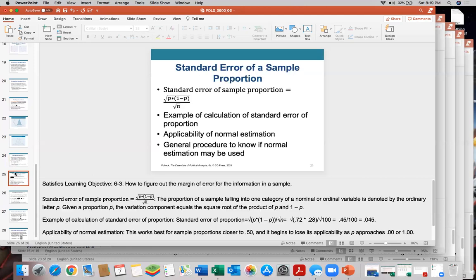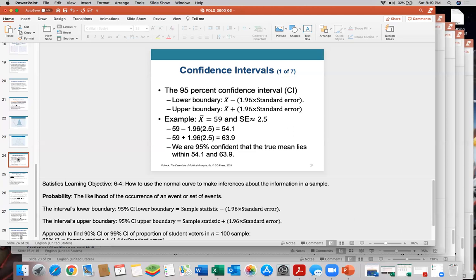I have a question. Yeah, go ahead. You said he'll likely give us the X bar and the standard error? I believe so. I think it'll be like a word problem where it says you have a sample mean of, in this case, 59, just like this example right here. That's how I feel it's going to be, written on there, X bar equals 59 and SE is about 2.5. I think it will be.